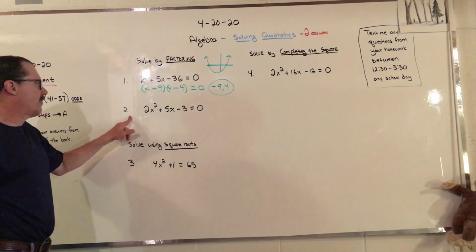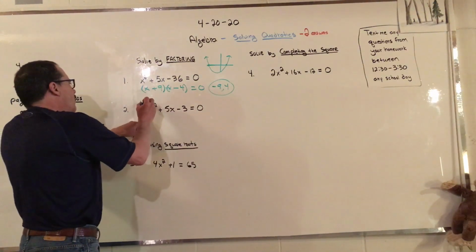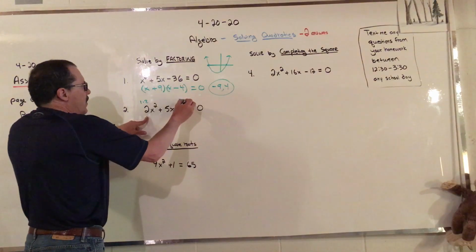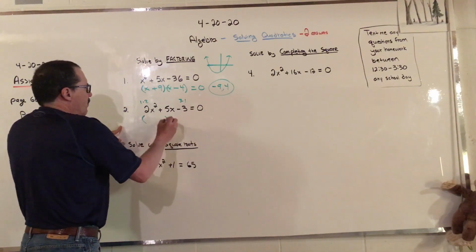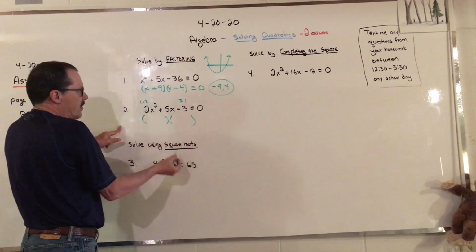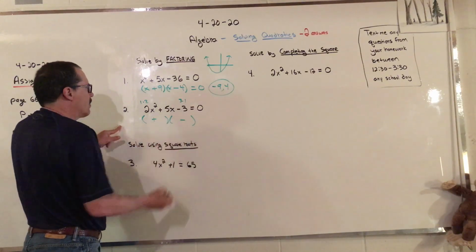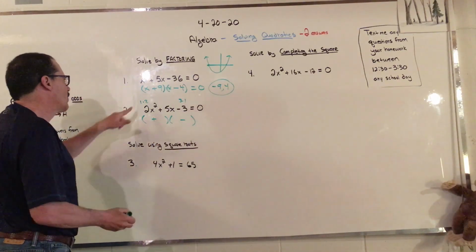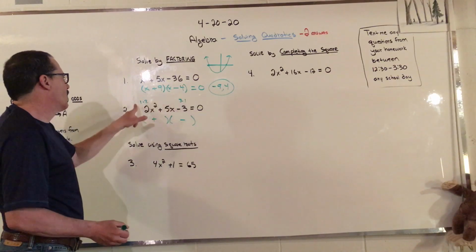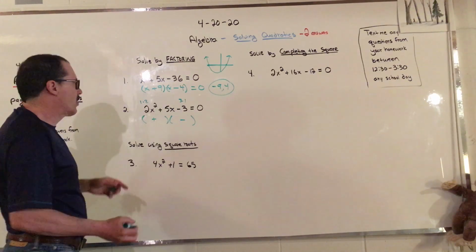Okay, we're going to do another one by factoring. This one's a little bit harder. I'm going to do 1 times 2 and 3 times 1. I'm going to put my parentheses in. Last term's negative, so it's got to be plus and a minus. All right, so I notice that 2 times 3 is 6, and 1 times 1 is 1, and that'll give me 5 when I subtract them.